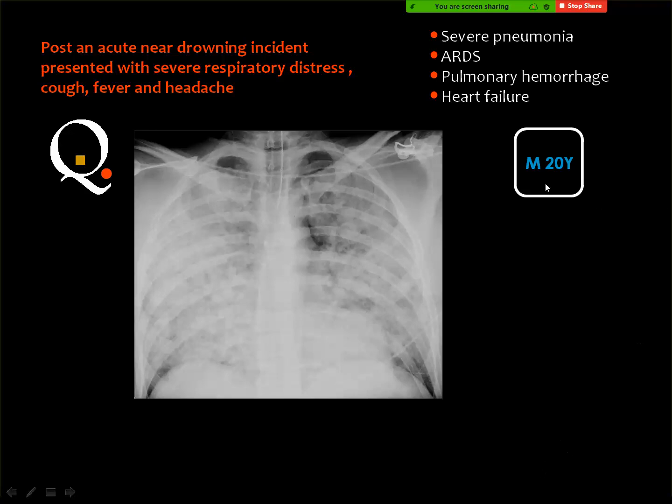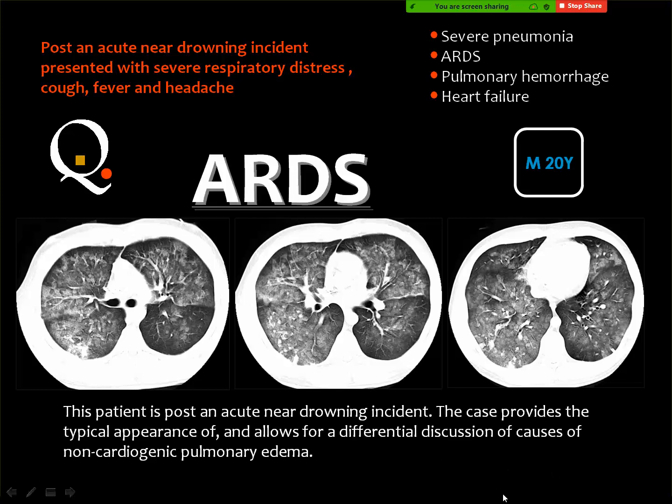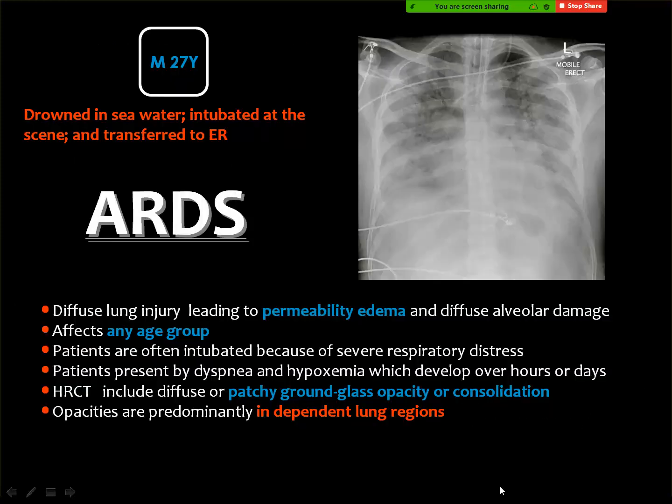Then this patient is 20 years old with an acute near drowning incident presented by severe respiratory distress, cough, fever, and headache. What do you think? Acute respiratory distress. This is RDS, where you got extensive pulmonary opacities. In the first, they represent edema. Later on, they present consolidation. And this is ARDS, or acute respiratory distress. It is a form of permeability lung edema and diffuse alveolar damage.